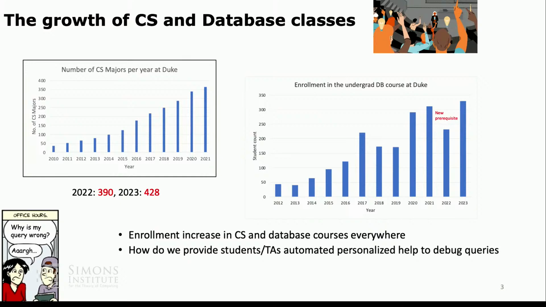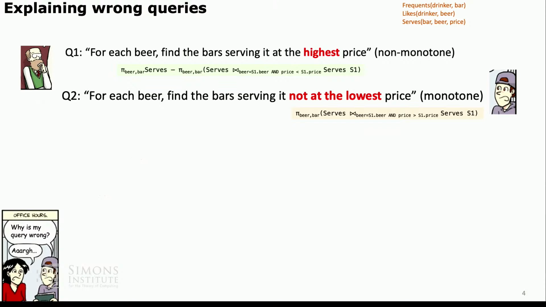So how do we provide students or TAs automated personalized help to debug queries? Okay. Here is an example. This is a database that many of you are familiar with. This is the beers database. We have drinkers frequent bars, drinker likes beer, and bar serves beer. We don't really need this database in this talk.